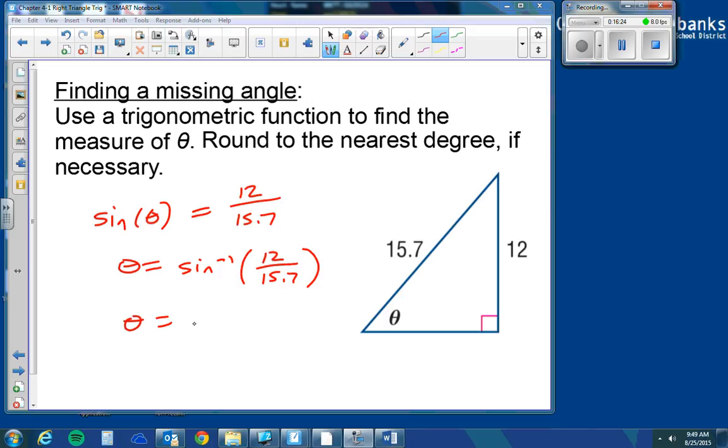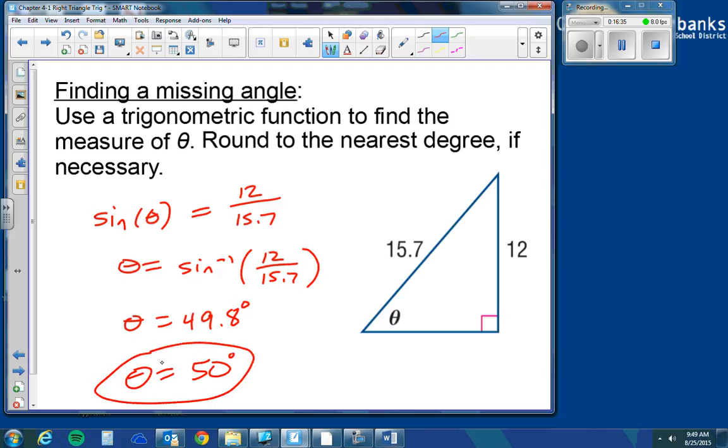Someone tell me what you got for an answer. What was it before you rounded? Okay. The directions did say the nearest degree, so yes, 50 degrees is what you should have gotten. Did everyone get that? You got your calculator to produce that answer?